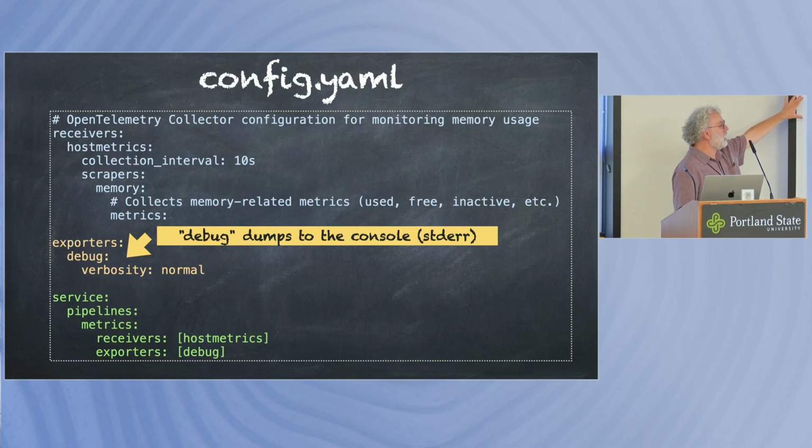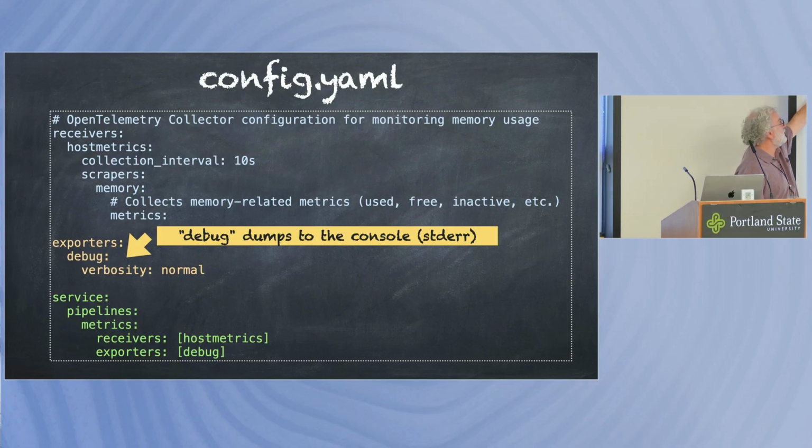Up here we are defining what receiver we want to use. Then down here, we're telling it what exporter we want to use. And finally, the service is what actually makes it go. This is the execution. These are just defining what resources you want to use. This is actually defining the pipeline. If you notice, we have names here of host metrics and debug. These are the names we've used here. We have an exporter named debug, and we have a receiver named host metrics.